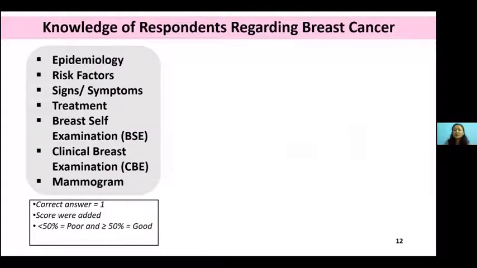The next section was the knowledge of respondents regarding breast cancer, and the knowledge was further classified into 7 sections, that is epidemiology, risk factors, signs and symptoms, treatment, BSE breast self-examination, CBE clinical breast examination, and mammogram. Here each question was analyzed, and the correct answer was given a score of 1, and all the scores were added. A score less than 50% was categorized as poor knowledge, and a score of 50% or more was categorized as good knowledge.